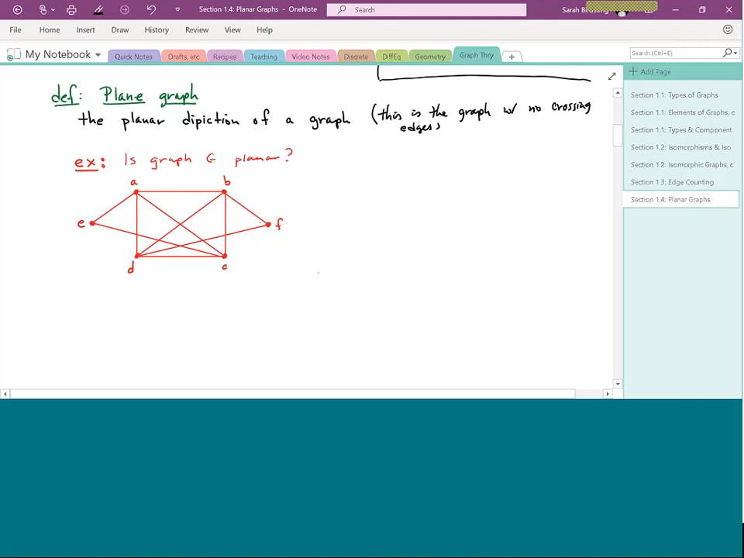Anybody have a guess of whether this graph might be planar or not? Not asking you what to do yet, but any guesses? Definitely more edges for sure. Ooh, I got a couple of guesses for not planar. Turns out it is much harder to show that a graph is not planar than to redraw it. And so we're actually going to have a technique where you can get verifiable answers of whether the graph is planar or not.